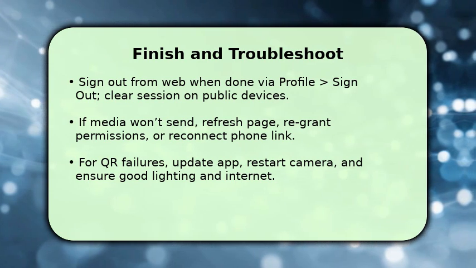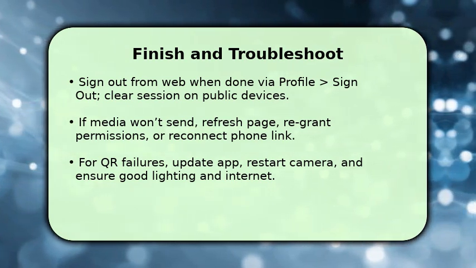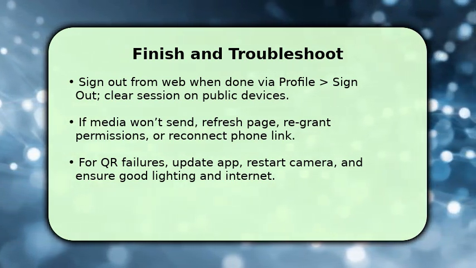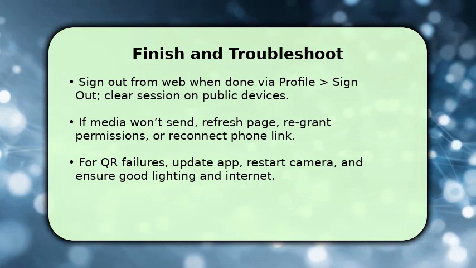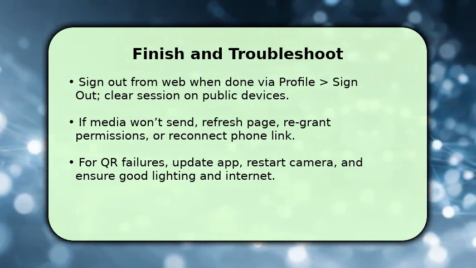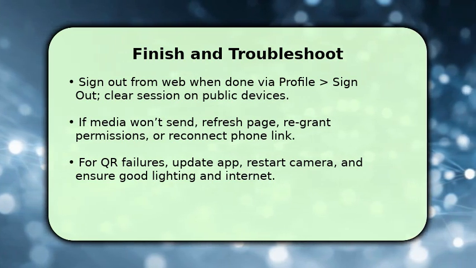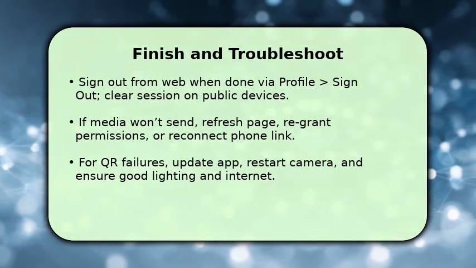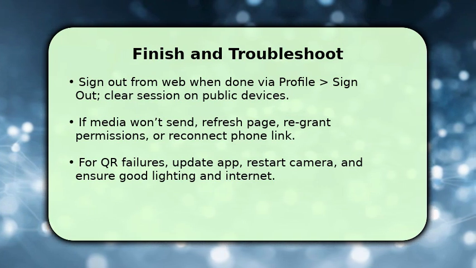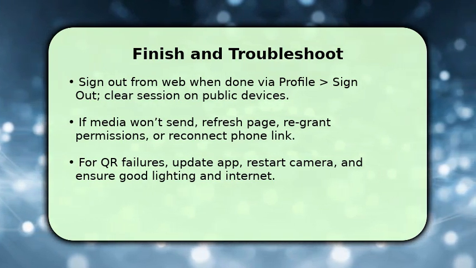privacy. If messages or snaps fail to send, refresh the web tab, confirm camera and mic permissions, and reconnect your phone to the account. These steps resolve most sync issues. If QR scanning fails, restart the app, update to the latest Snapchat version, check lighting and camera focus, and retry. These quick fixes address the common connectivity problems you'll encounter.